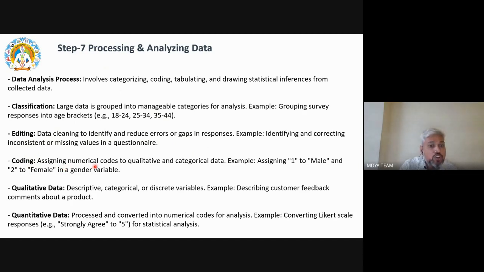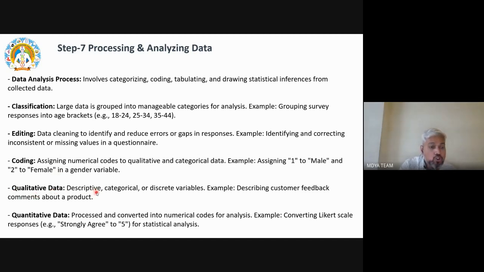And coding: assign numerical codes to qualitative and categorical data. For example, assigning 1 to male and 2 to female in a gender variable. So coding is very important. It comes under ethics. You cannot give the names of the sample. It is against ethics. Research ethics means there are some do's and some don'ts, a code of conduct for researchers. It is not written like our constitution, but there is something important in research which we cannot do, and something which we need to do.